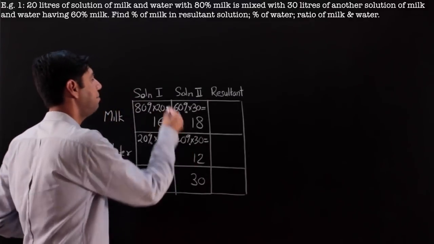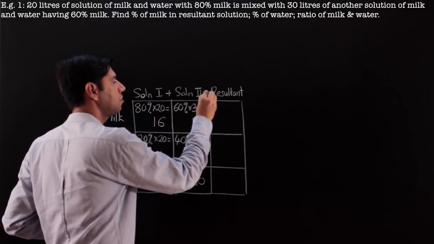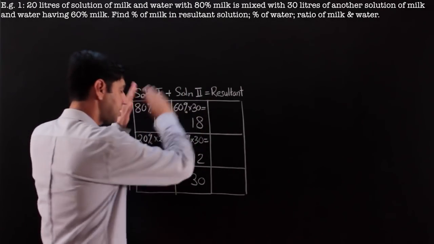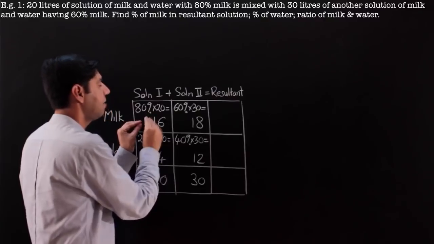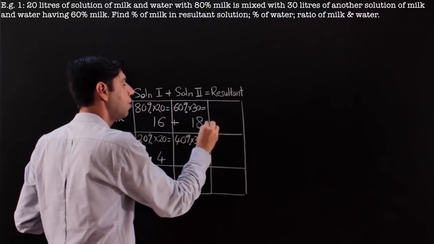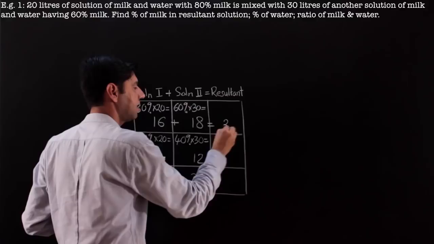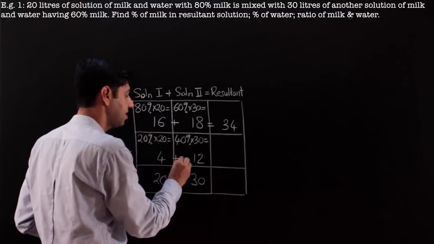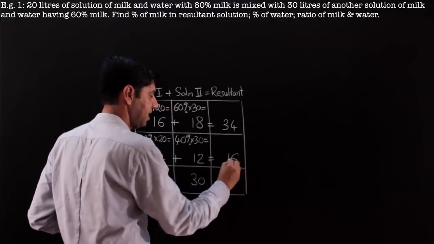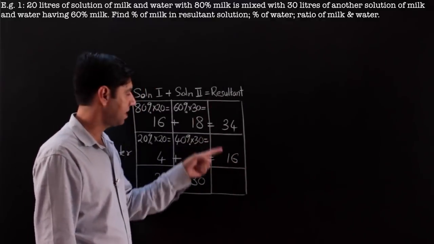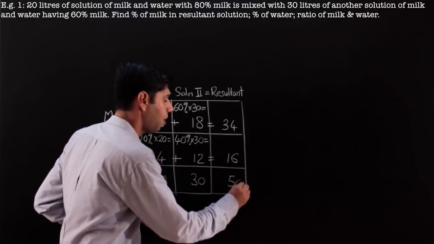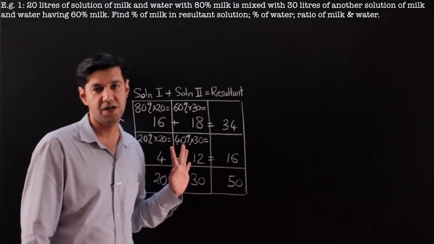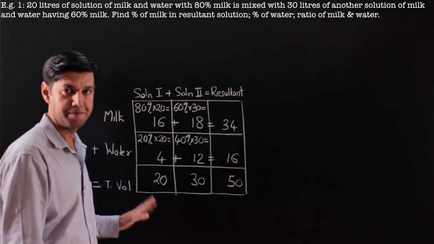Now the two solutions are mixed. Solution 1 is mixed with solution 2 to result in the resultant solution, right? So when we add, I could simply say all of this is mixed together. Milk will get added to the milk, 16 plus 18, that is 34 liters. 4 liters water from the first vessel, 12 liters water from the second vessel. The total will be 16 liters. I could either add milk plus water, which turns out to be 50, or I could also say volume of the first solution plus volume of the second solution is volume of the resultant. So we have everything out over here.